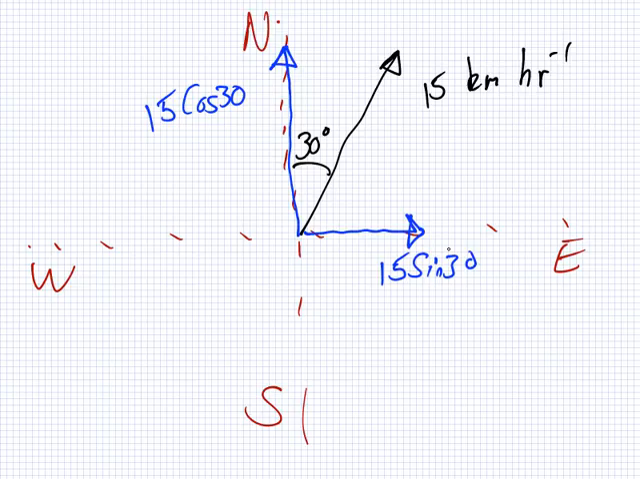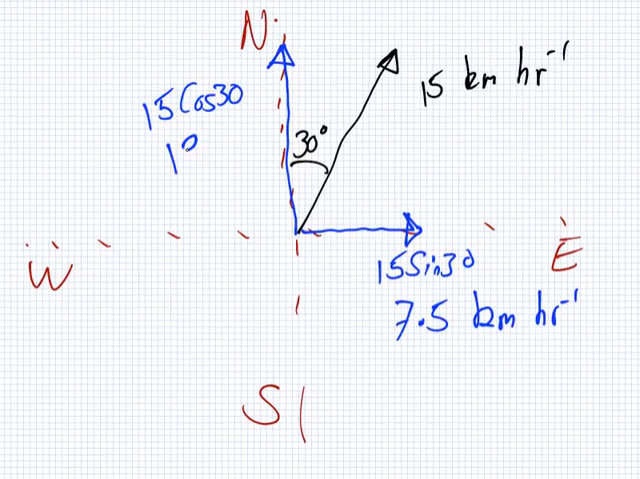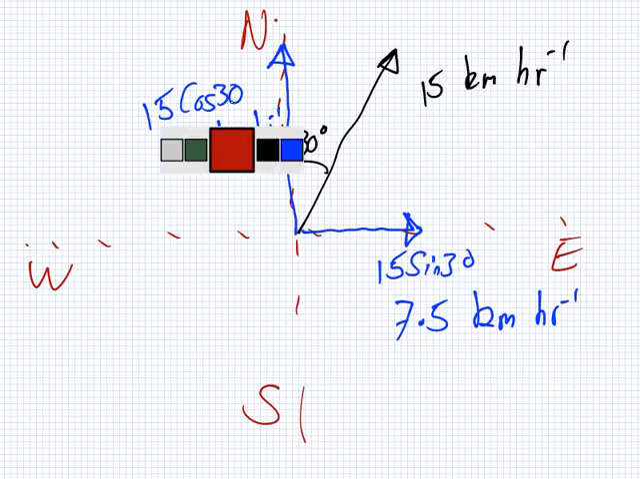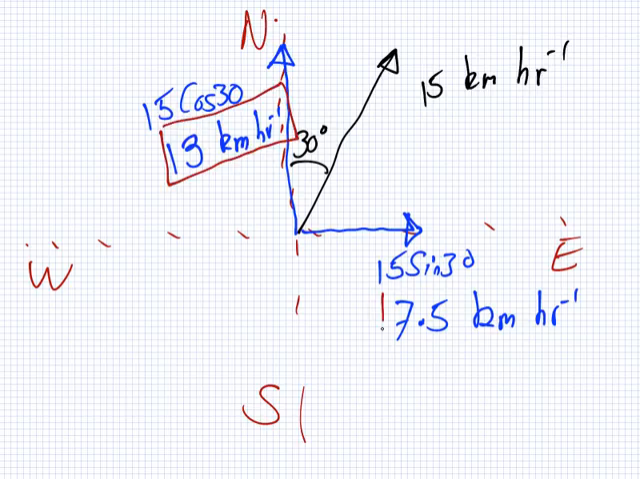So 15 sine 30 is 7.5 kilometers per hour, and this side is 15 cos 30, which is 13 kilometers per hour. So the two answers are 13 kilometers per hour north and 7.5 kilometers per hour east.